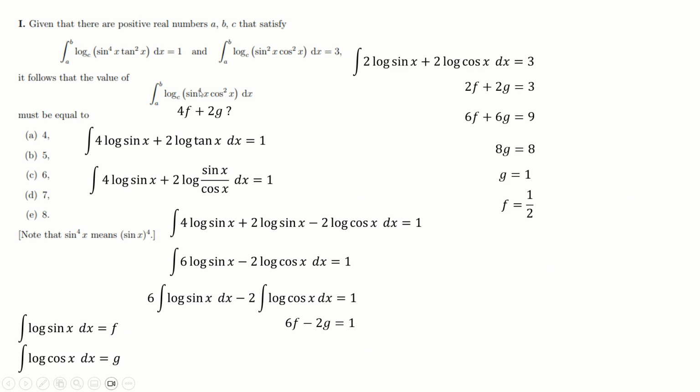This is essentially asking you what 4f plus 2g is. When you separate those out, it's just 4 log sine plus 4 log plus 2 log cos. And you just times those both by 2, add them together, and you get the answer of 4.